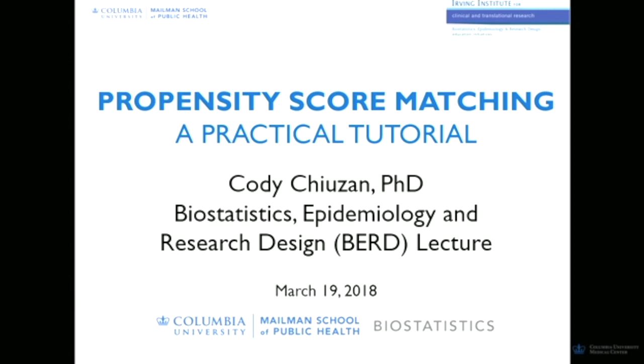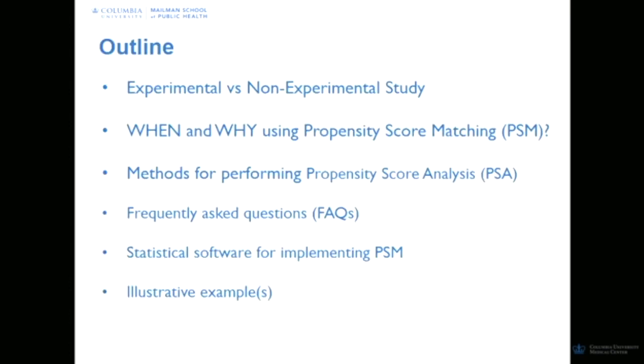So the main goal is to introduce you to some ways of adjusting for confounders when estimating the effect of a cause or an intervention. I will start with a brief definition and comparison between experimental and non-experimental studies that will pretty much justify the use of propensity score matching.